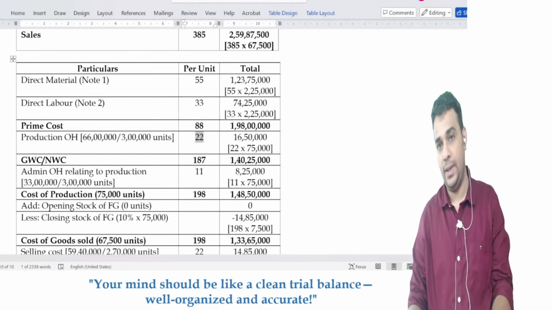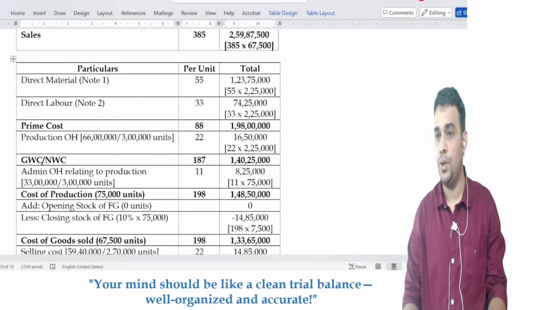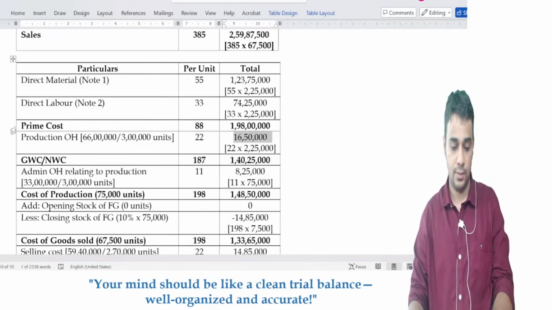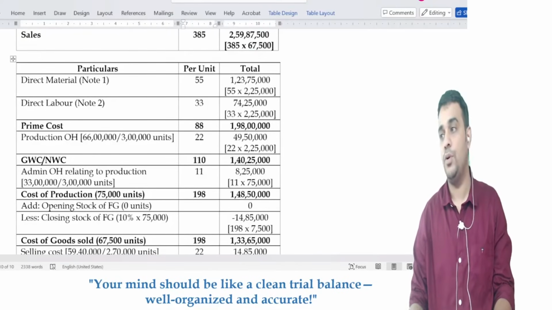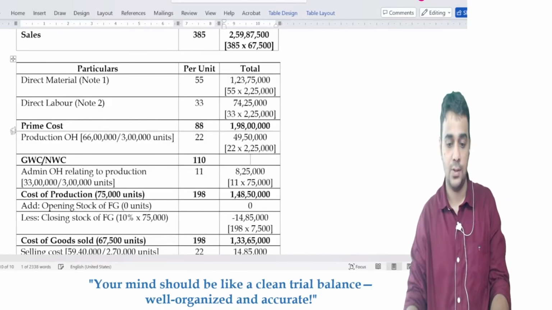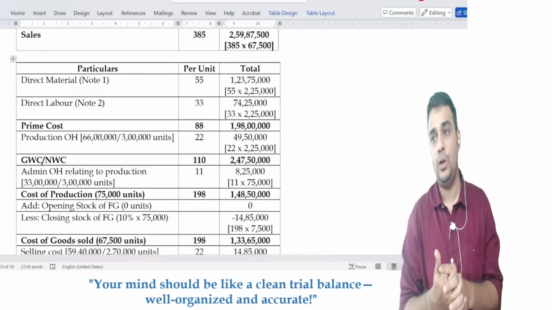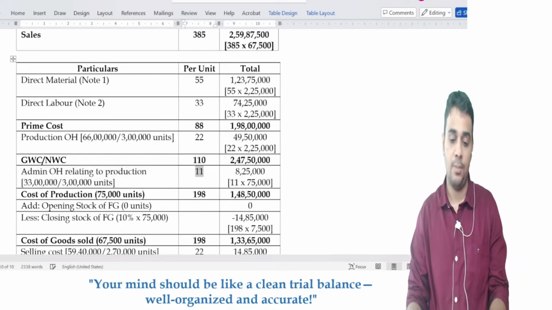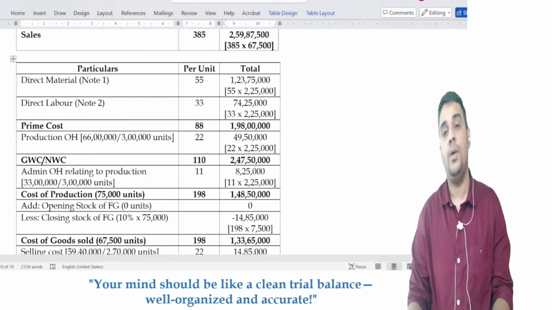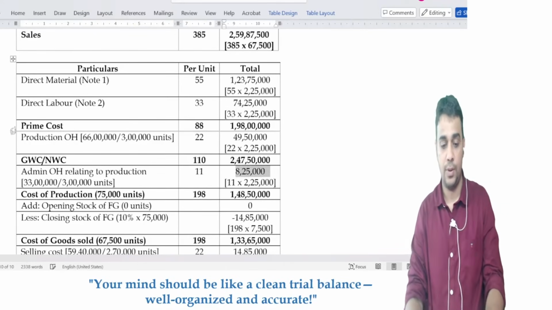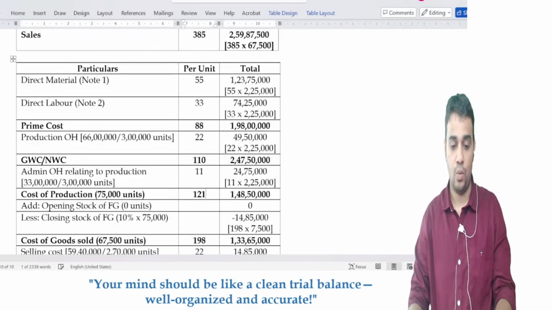This number will be the same, 22, and 22 into 2 lakh 25,000. What's the value you get? 49 lakh 50,000. Put together should be 110, and this number is 2 crore 47 lakh 50,000, divided by 2 lakh 25,000 will give you 110. This number will continue to be 11. 11 into 2 lakh 25,000. What's the number you get? 24 lakh 75,000. Put together 121.